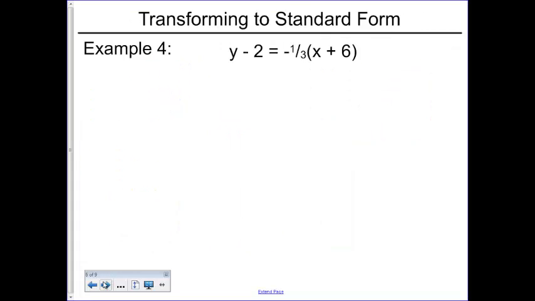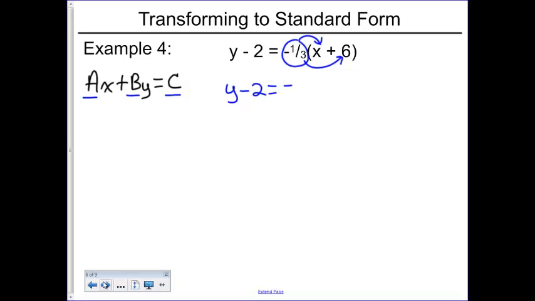Example number 4, transforming to standard form. Remember that standard form is ax plus by equals c, where a, b, and c all have to be integer values, and x and y have to be on the same side together. This is point slope form, so in order to get x and y together, the first thing I need to do is distribute. So I'm going to take my -1/3 and distribute it here and distribute it there. So I bring down my y minus 2 equals -1/3 times an x is -1/3 x. -1/3 times a positive 6 is -2.